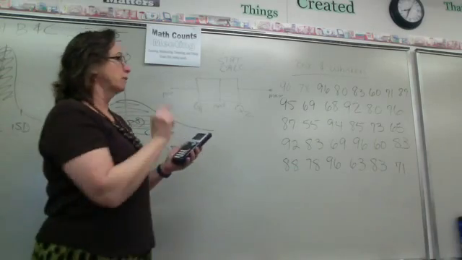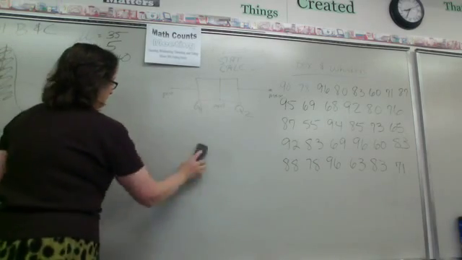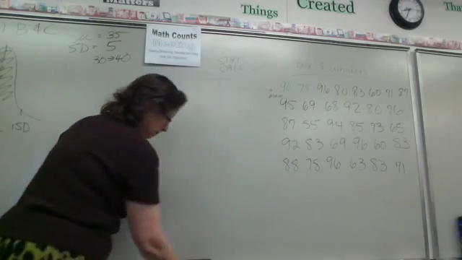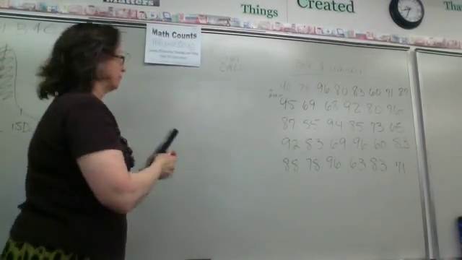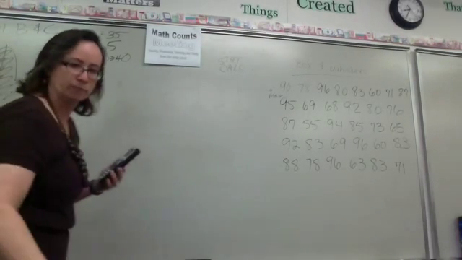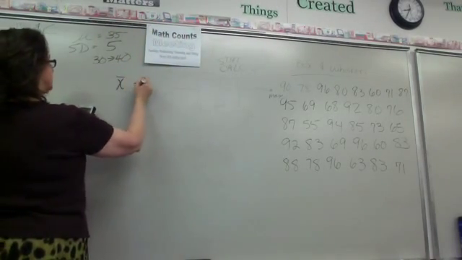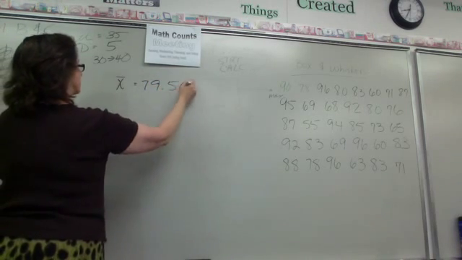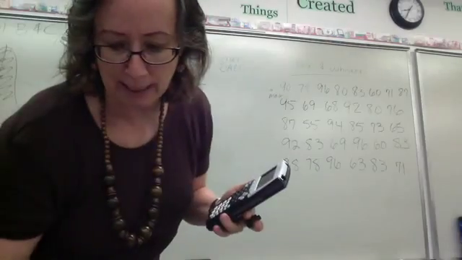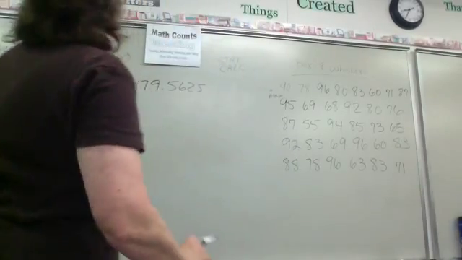And now look at what they give you. Let me get rid of this stuff here. They give you an X bar. The X bar is 79.5625. Do I have the correct X bar that y'all have? Is it matching the book's X bar? Yes, we're matching the book's data.